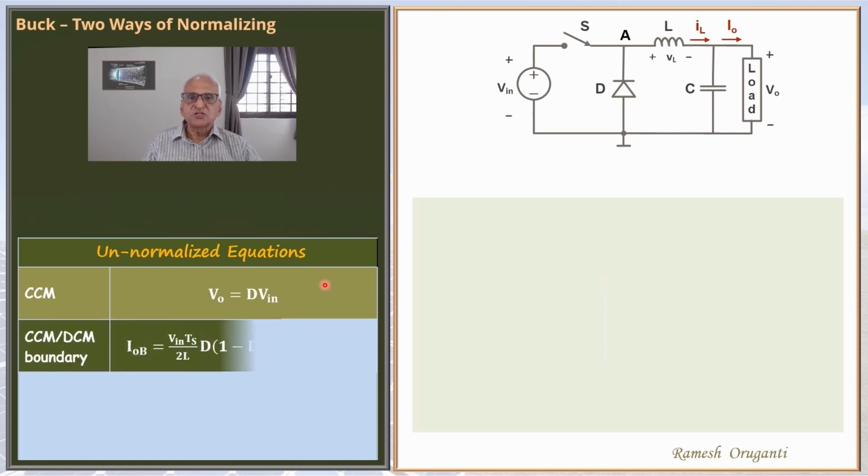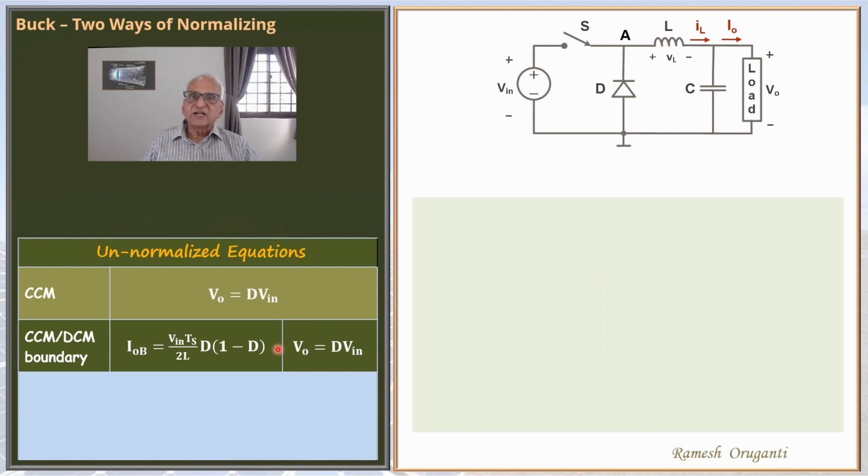That boundary current equation is given by I O B, the output boundary current value, equals V in Ts by 2L times D times (1 minus D). So if the output current is more than this boundary current, then the operation will be in continuous conduction mode. If it is less than this boundary current, the operation will be in discontinuous conduction mode. Again, as I said, at the boundary operation, the output voltage equation for CCM will be satisfied, and the output voltage equation for DCM will be satisfied. So V naught will still be D times V in.